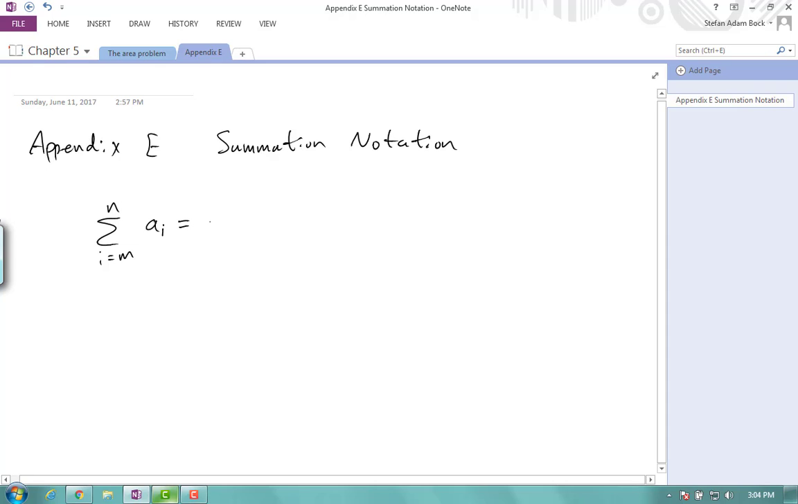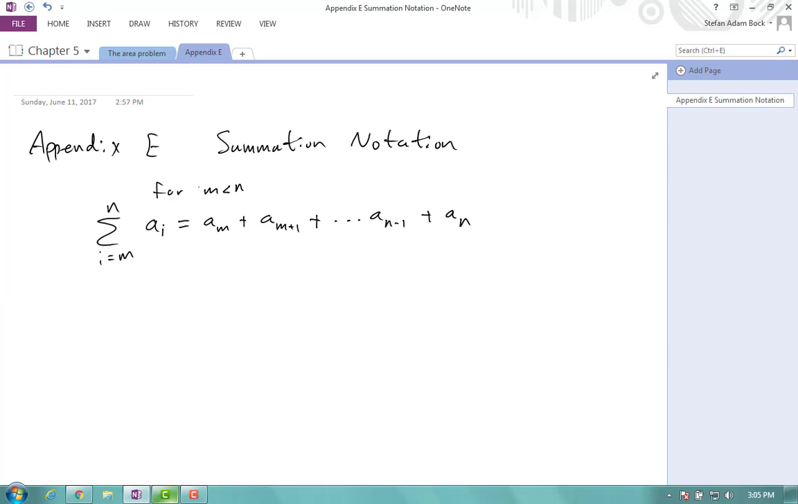So this is equal to a sub m plus a sub m plus 1 plus dot dot dot a sub n minus 1 plus a sub n. And this is for m less than n. And we've encountered this a couple of times before, but it's really just a convenient way to write out large sums of many different things which all have a pattern between each of the terms.